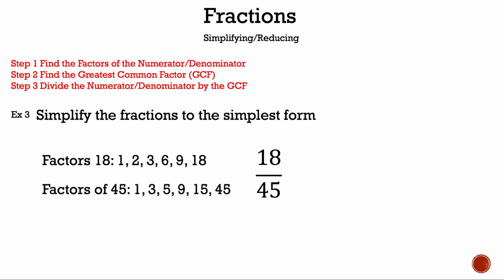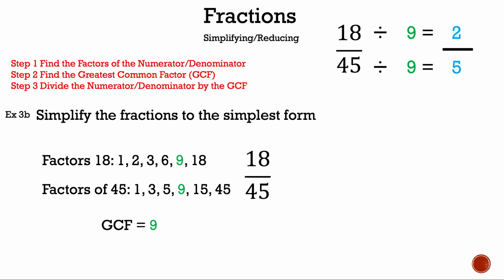And now we found all the factors of 18 and 45. And now we can go ahead and highlight the biggest one, which is 9. So now we're going to go ahead and divide 18 divided by 9, which gives us 2. And now we divide 45 divided by 9, which gives us 5. So 18 over 45 is reduced to, or simplified to, 2 over 5.